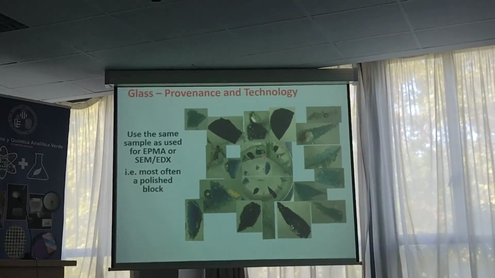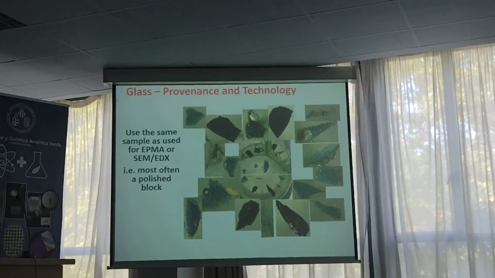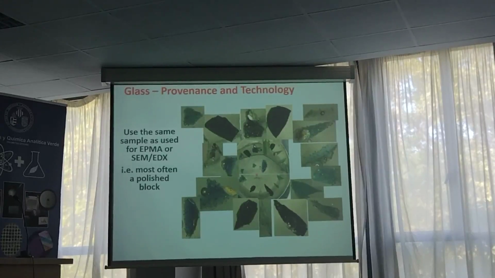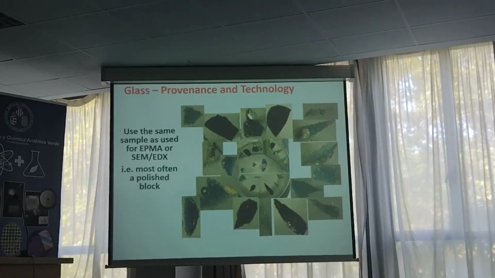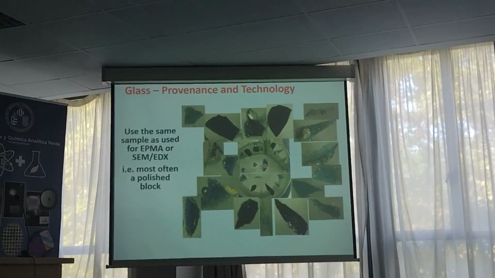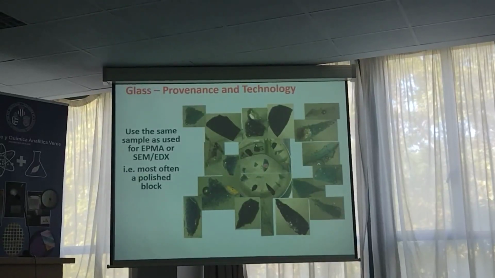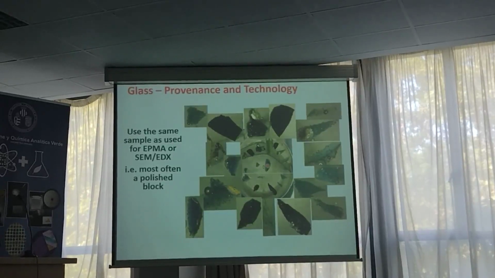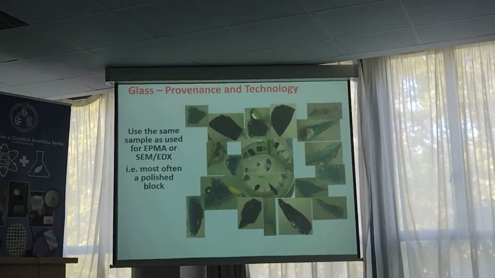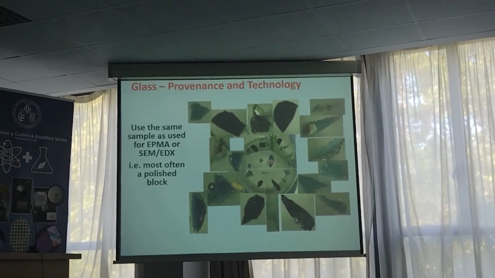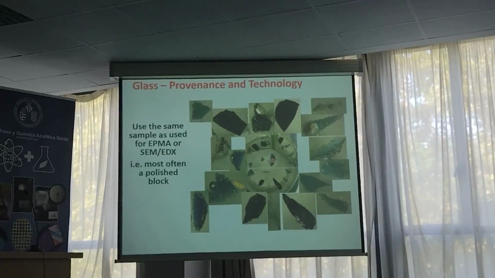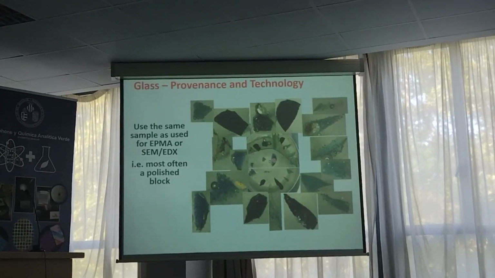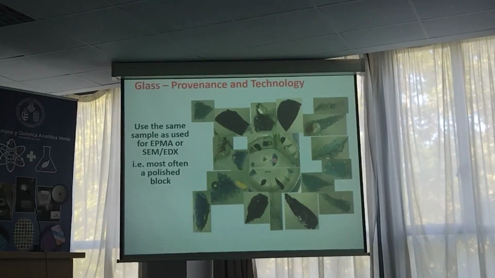And usually most of the people I work with have already done the EPMA or the SEM on their sample first. The other advantage of this is that because you are polishing a new surface, you do not have any contamination or alteration on the surface. Because glass, when it sits in the ground, will leach some sodium, some potassium from the surface. And because the laser is only sampling maybe 10 microns of the surface, if you do not have a fresh surface, your numbers for sodium, potassium may be wrong.